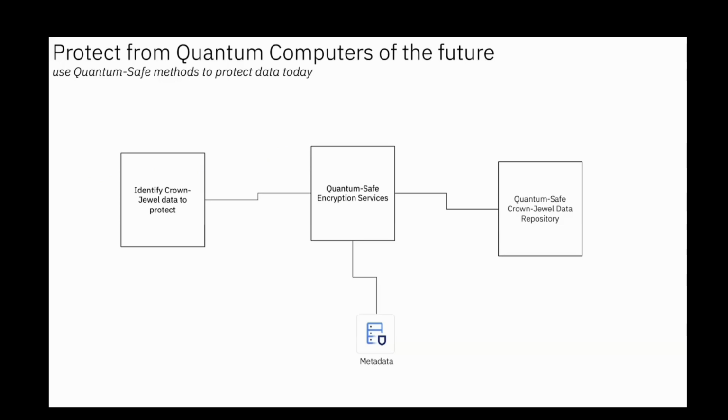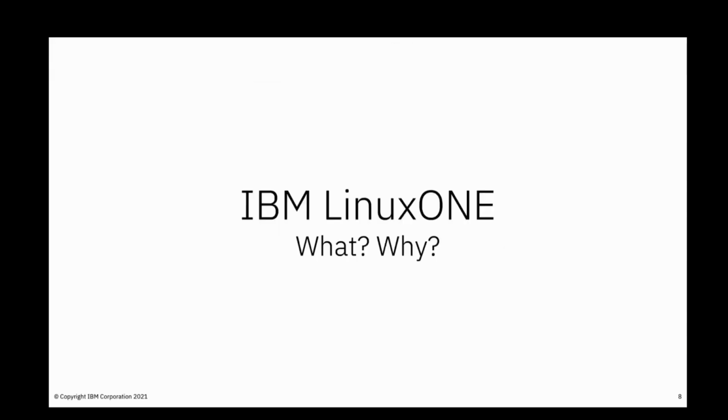When it comes to quantum computers of the future, encryption of today, for example DES or other encryptions which have been marked as not safe when it comes to quantum computer capabilities, you have to make sure that you protect data today so that harvest now, decrypt later kind of attacks can be prevented. So basically, you identify your crown jewel data to protect and take it through quantum safe encryption services and protect it in repositories which are also quantum safe. So this is just a simple introduction of what the whole process will involve, and then we'll go into some details about the use cases and all that.